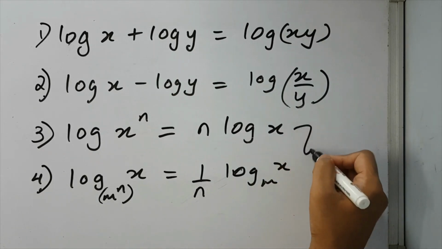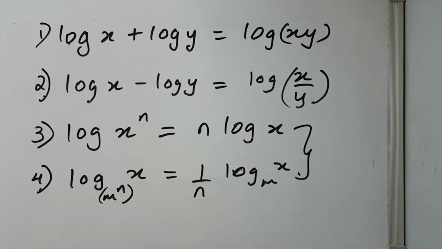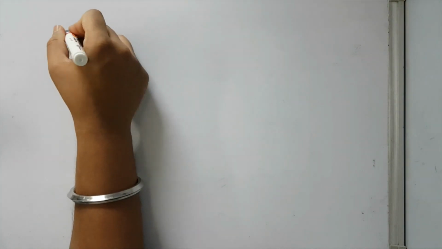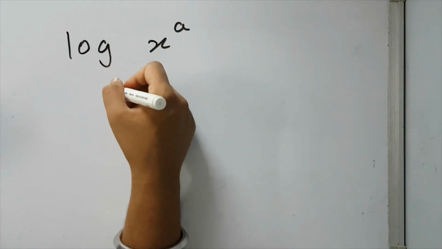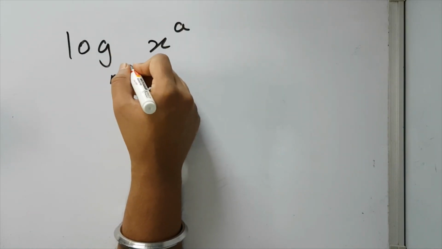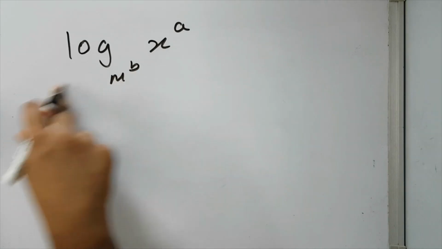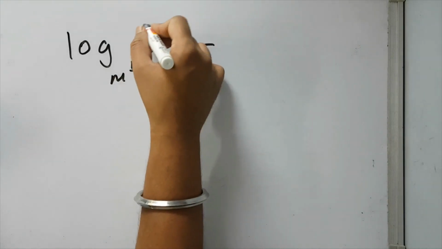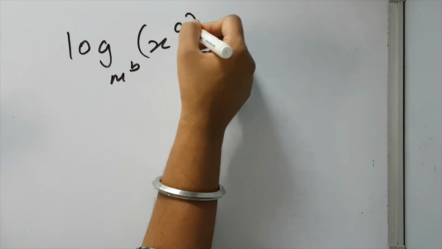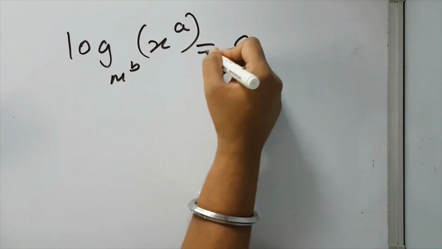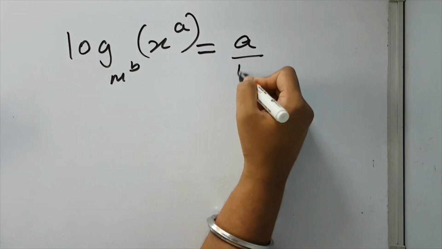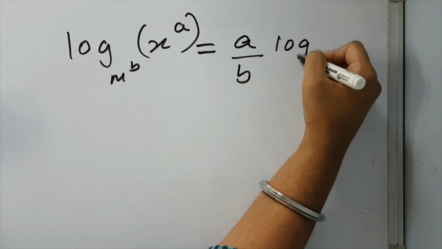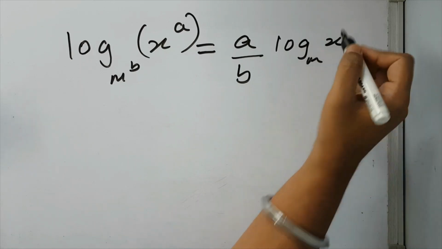Now you could generalize these two by just writing log of x raised to a to the base m raised to b. So the coefficient, the power of this number would come at the numerator, and the power of the base would be at the denominator, and you'll get log of x to the base m.